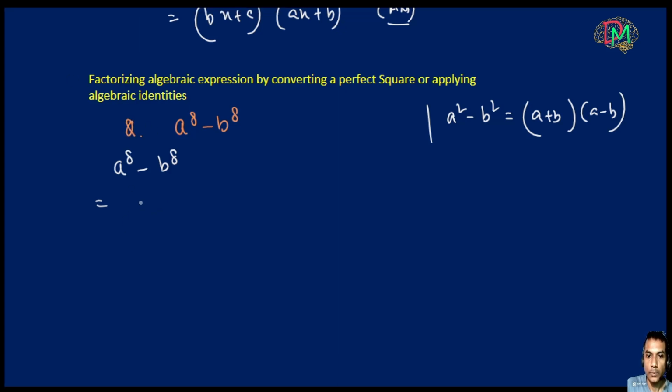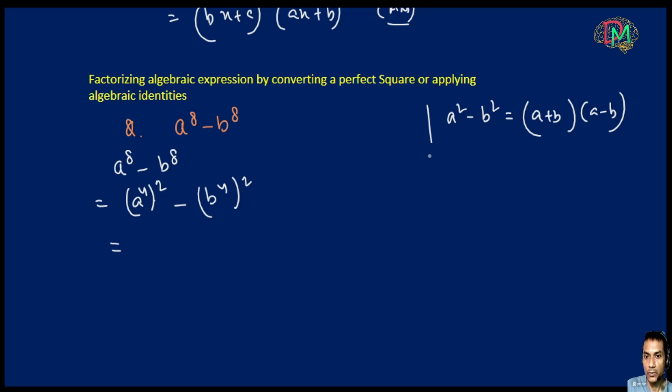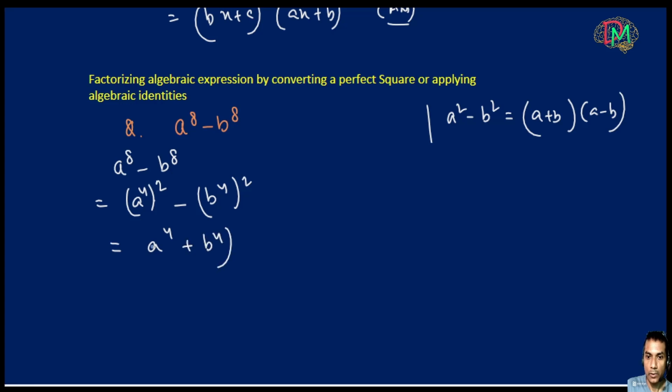So a plus b, here you can write a to the power 4 whole square minus b to the power 4 whole square. Okay, so now a to the power 4 we consider as a and b to the power 4 considered b, so we can write as a plus b into a minus b. So a to the power 4 plus b to the power 4 into a to the power 4 minus b to the power 4. Clear?